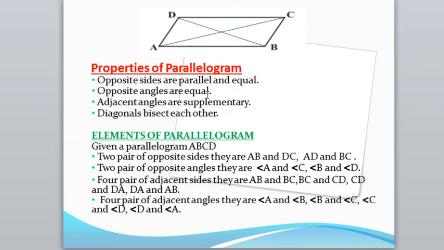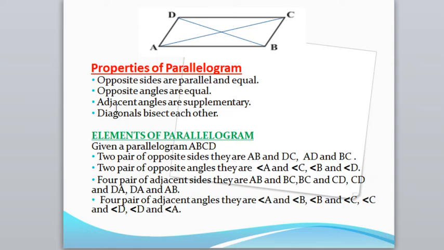Opposite angles are equal. So always remember, in a parallelogram if opposite sides are equal, then opposite angles are also equal. So here angle A is opposite to angle C and angle B is opposite to angle D. So it means these opposite sides are equal to each other.